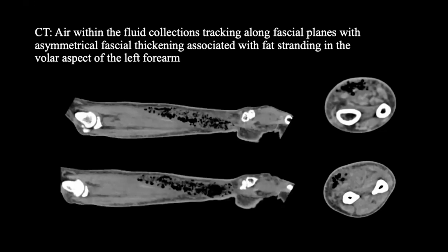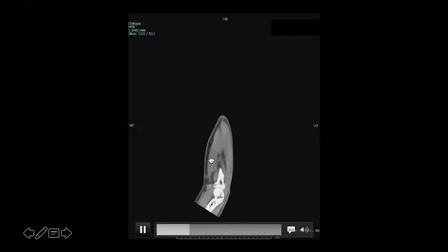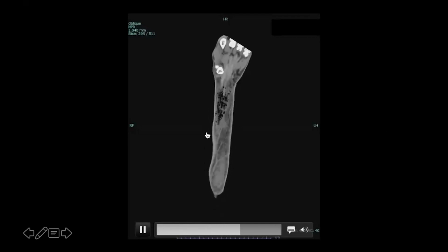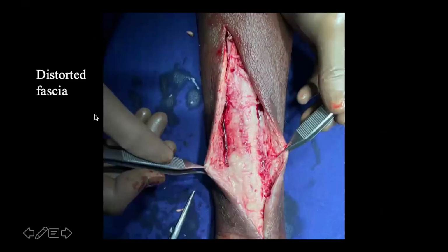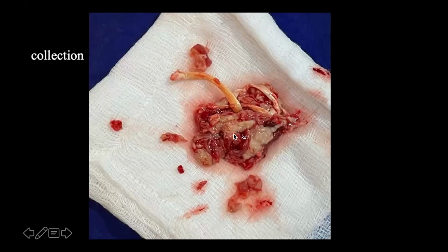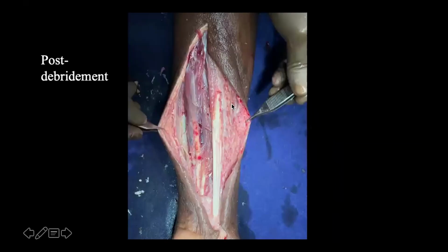Because I was suspecting a case of necrotizing fasciitis, this was a surgical emergency. The patient was immediately taken for a CT, and we can see that there was a lot of air in the fluid collection here and fascial thickening and stranding. As you can see, there was a lot of air in the fascia. Then the patient was immediately taken for surgery. Debridement was done at the site of the swelling. As we can see, there was a lot of distortion of the fascia, thickening, and this was the collection. And this is the post-debridement case.